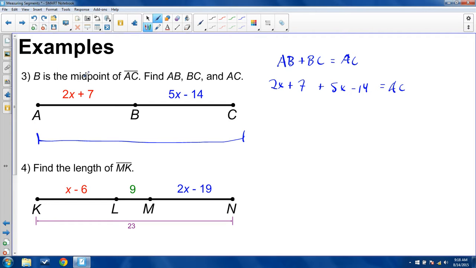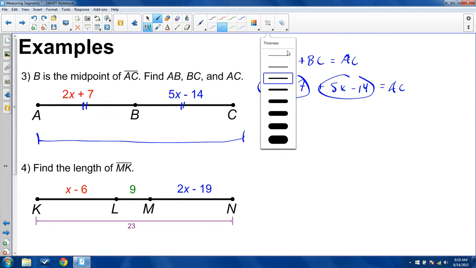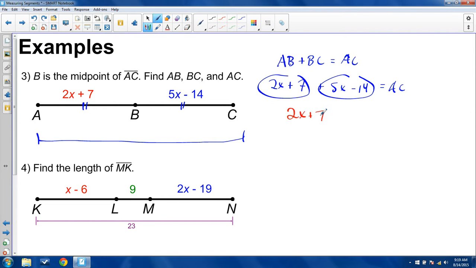You were given that B is the midpoint of AC. And if B is the midpoint of AC, then that means that segment AB is congruent to segment BC. And if segment AB is congruent to segment BC, then that means that 2x plus 7 is equal to 5x minus 14. These two lengths here must be equal to each other. So we're going to create an equation where 2x plus 7 equals 5x minus 14. This way you can solve for x because of this information that they give you. Solve for x, subtract 2x, add 14, and you'll get x equals 7.